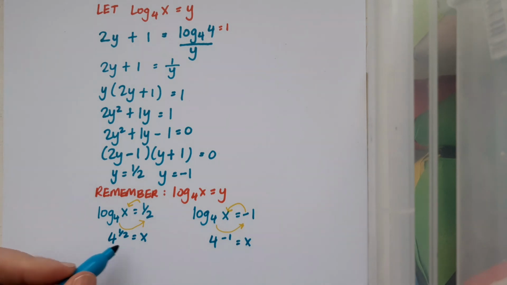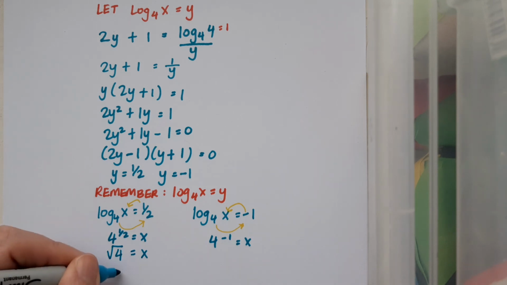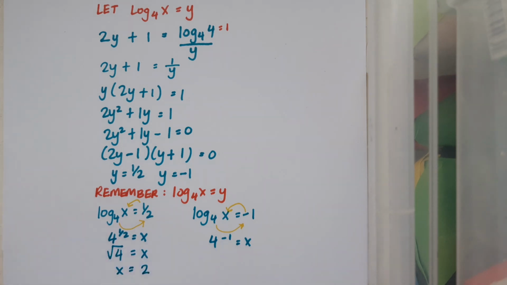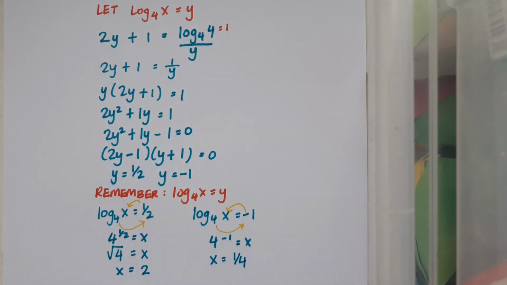And of course, 4 to the power of a half can be written as the root of 4. And so that comes out as just 2. And then over here, I'm going to have 4 to the power of minus 1. So x equals 2, and x equals a quarter.